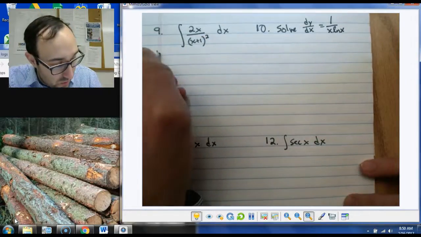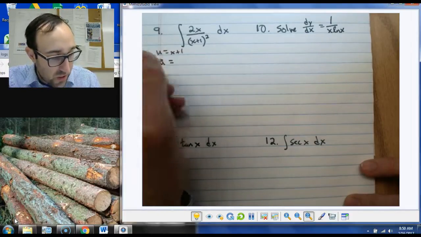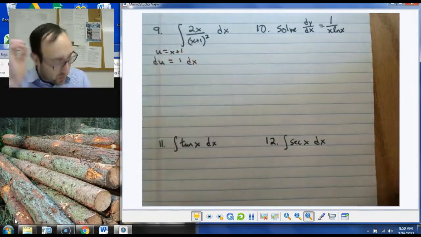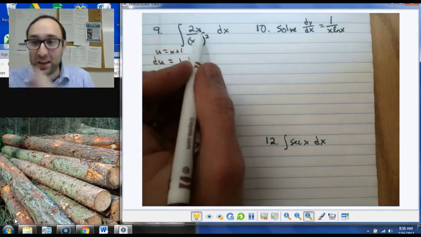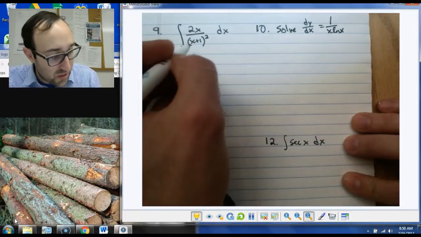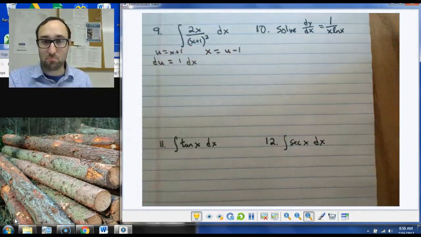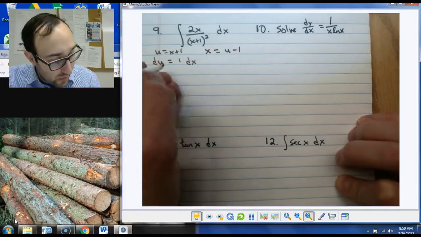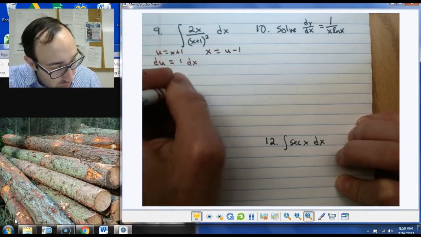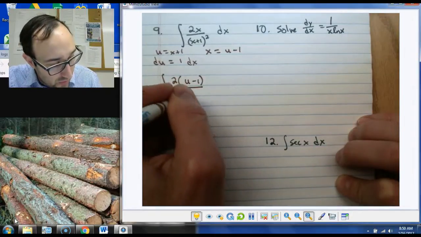Let's say u equals x plus 1, and du is going to equal 1 dx. Now here's the only other thing. I've got an x here that I can't get rid of. Can I rewrite it in terms of u? Well, if u equals x plus 1, that means x equals u minus 1. So now I can rewrite this whole thing as the integral of 2 times (u minus 1) all over u squared du.